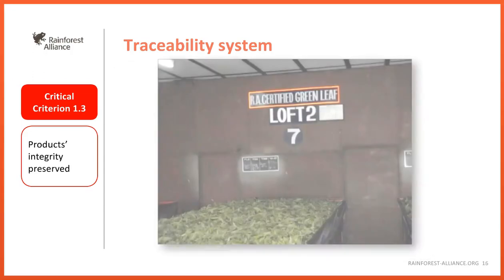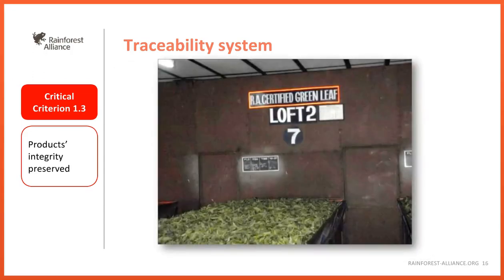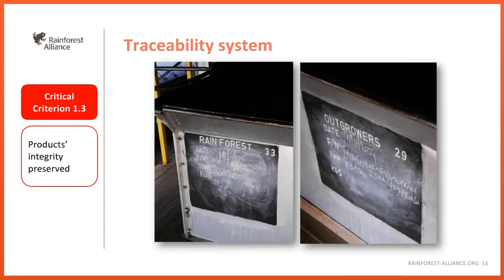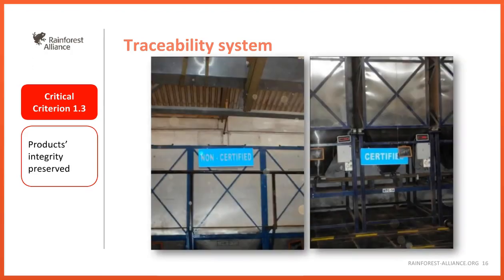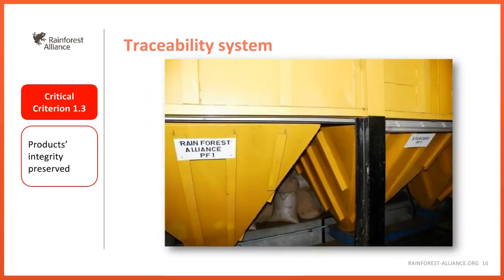In these photos from tea factories, you can see how tea leaves from certified farms are segregated from non-certified leaves at all stages of processing. The processing facilities are clearly marked as certified or non-certified to avoid any accidental mixing of both products.